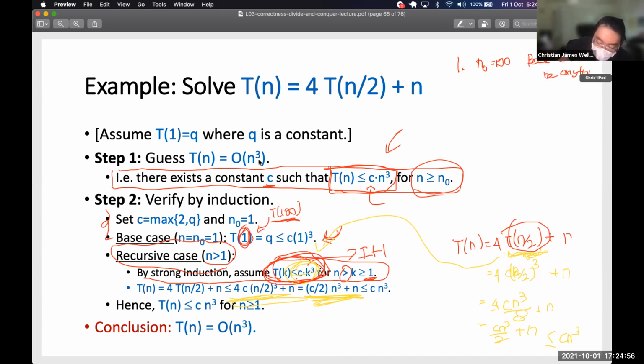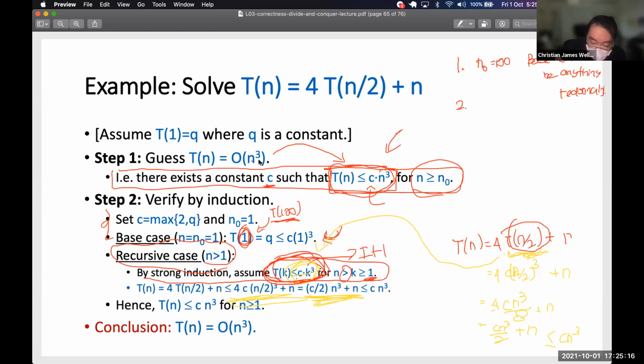Okay, so I received a question over chat a few days ago. He was confused about why T(n) less than or equal to cn cubed is derived from O(n cubed). But your inductive hypothesis doesn't have to be C times n cubed.